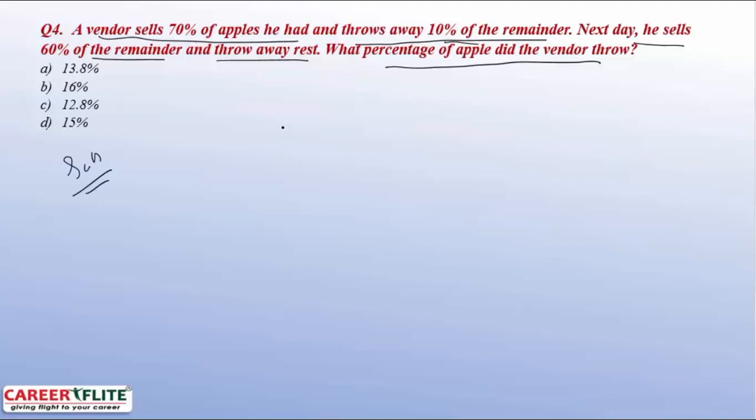For this, we will take 100 as the total quantity. A vendor sells 70% of the apples. Out of 100, he sells 70% of the apples, that is 70 apples, and the remaining apples will be 30. So out of 30, he throws away 10% of the apples, that is 10% of 30, which is 3, and the remaining will be 27.